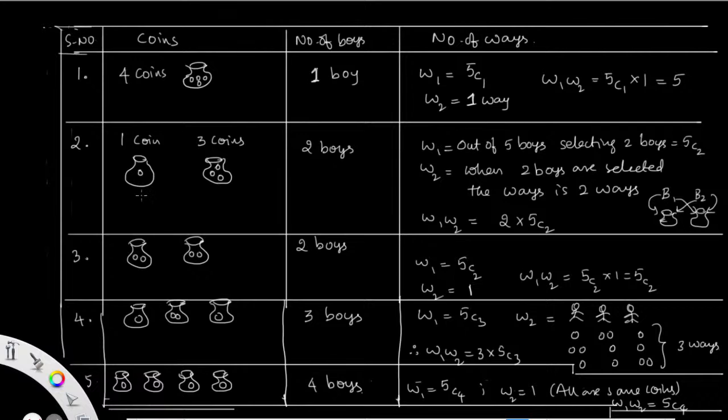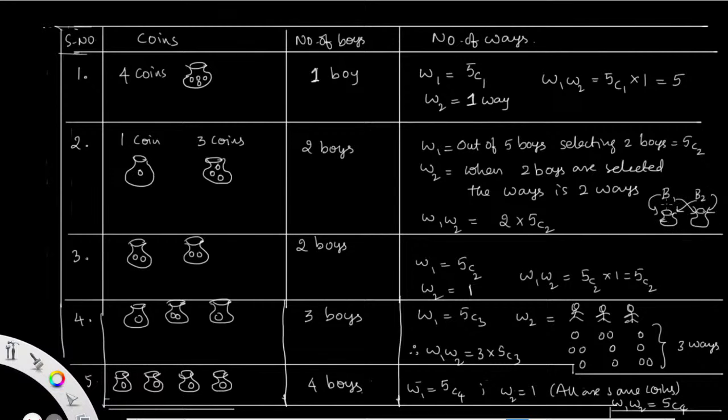The next choice is that the total coins are 4, distributed as 1 coin in the first bag and 3 coins in the second bag. So two choices are there, when we are selecting 2 boys. W1 is selecting 2 boys out of 5, that is 5C2 ways. Next, W2, when 2 boys are selected, the ways are 2 ways. Why? If boy 1 takes 3 coins, this is one way, and if boy 2 takes 3 coins, this is another way.